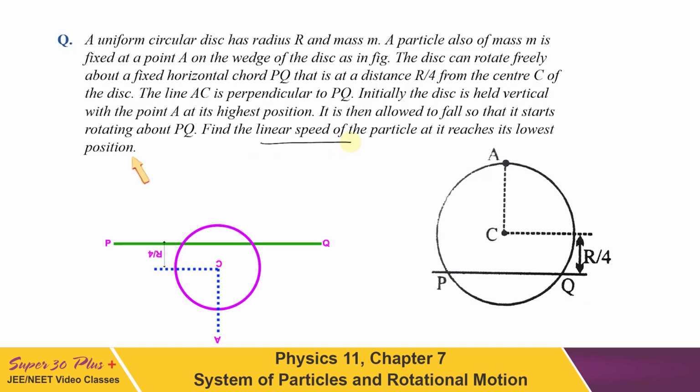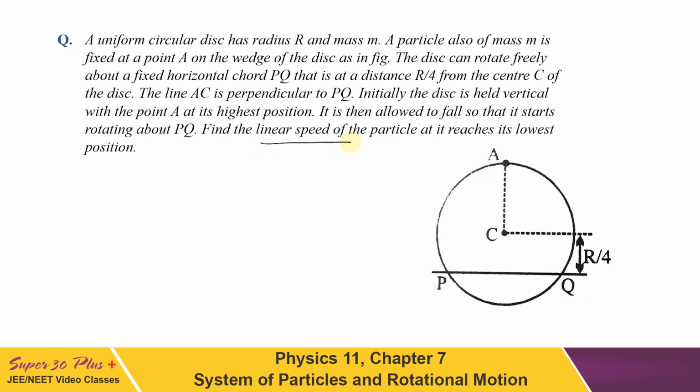First, write the total initial mechanical energy for the system. What should it be? I am writing mechanical energy initial. It will be m g r by 4, that is for the disc, plus m g 5 by 4 r. Here I have taken the reference as PQ. So if potential energy at PQ is 0, all the heights are written with respect to PQ. This is the initial mechanical energy as the system is at rest initially, so only gravitational potential energy is written here.